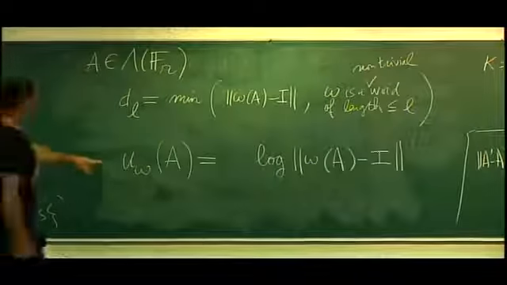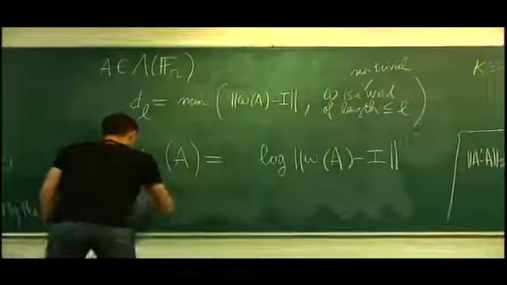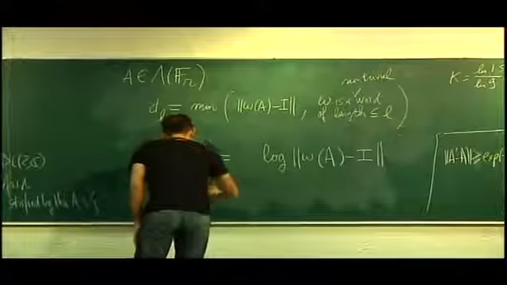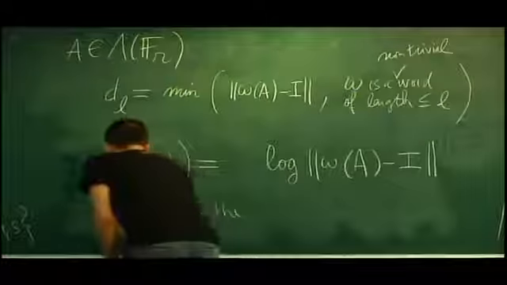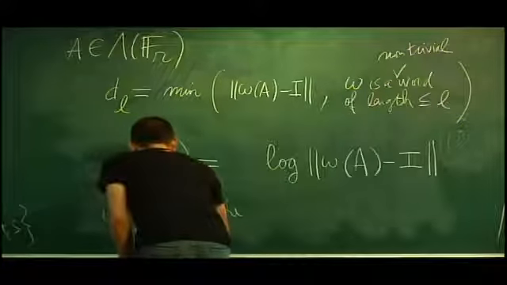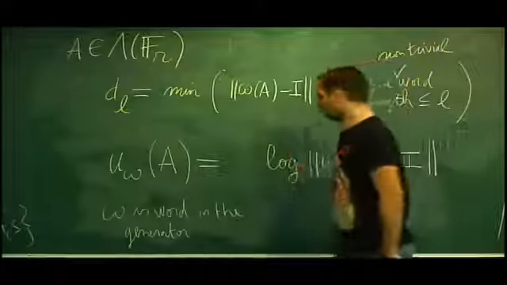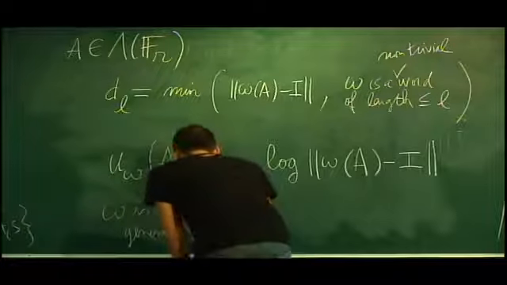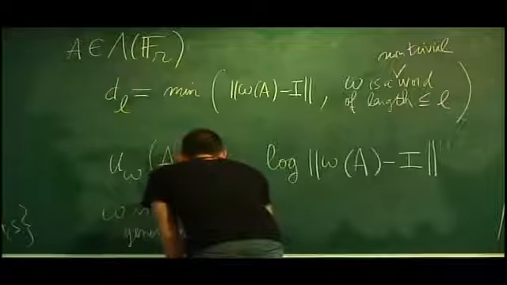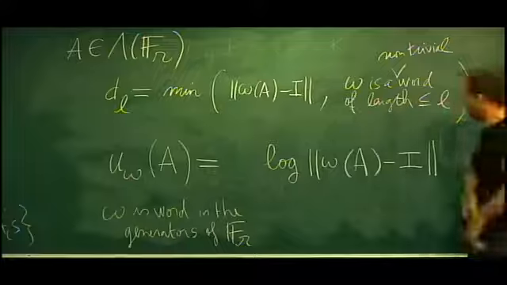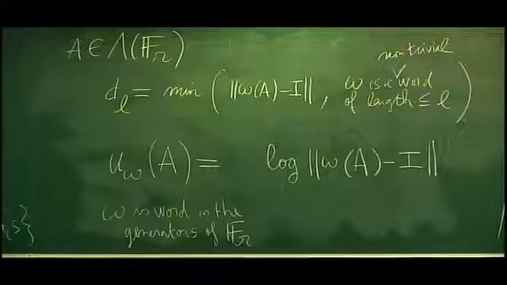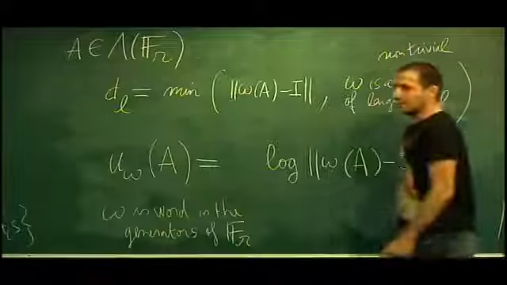Omega is a word in the generators of the free group. And A is an r-tuple. And omega of A means that you substitute the matrices into the word. So you consider this function. It will be really negative at a representation where omega of A is close to the identity.